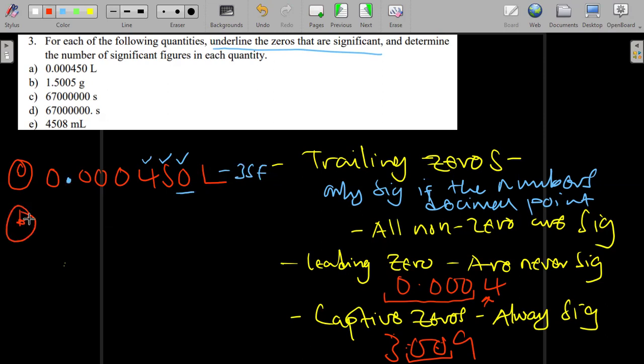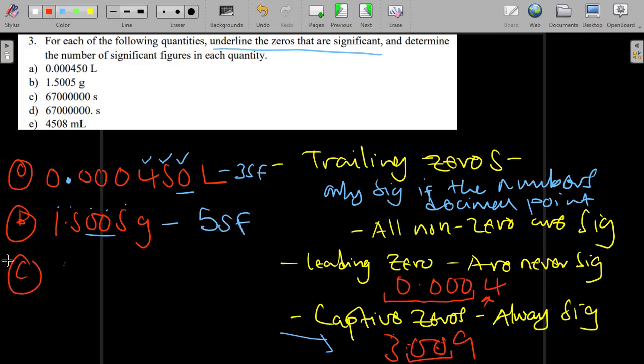Let's look at B. If you have any questions, guys, feel free to ask. 1.5005 grams. Let's underline the significant zeros. The significant zeros will be these two here. Why? Because they are captive zeros. They are between two non-zero digits. So how many significant figures do we have here? 1, 2, 3, 4, 5. We have 5 significant figures.